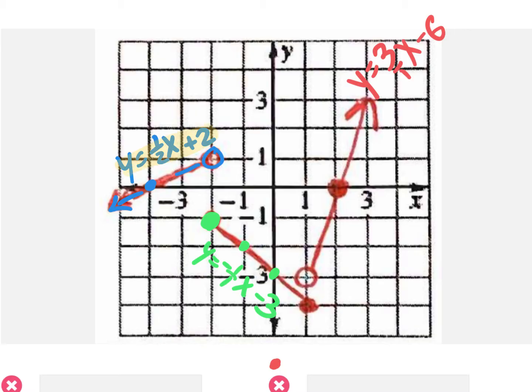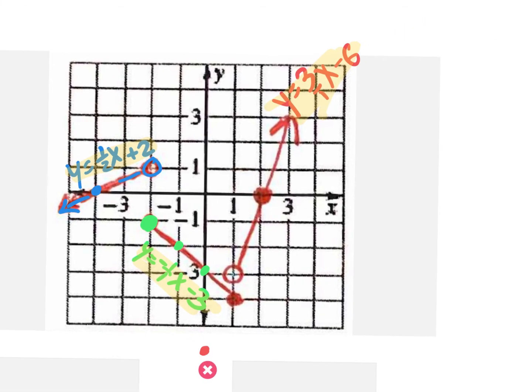Y equals 1/2 x plus 2. Y equals, I would just say, -x minus 3. And over here, y equals, I would just say, 3x minus 6. So on your piece of paper, you should write out your piecewise function, f of x, and you put your giant brackets. The first one is 1/2 x plus 2. Now you got to think of the condition.